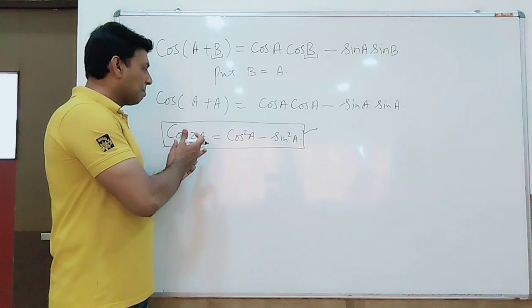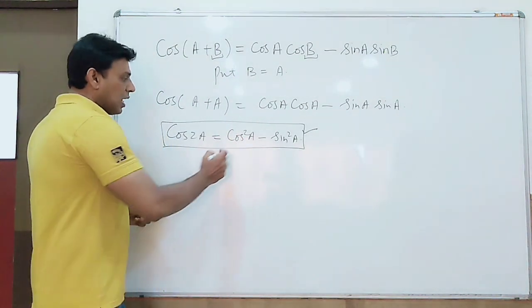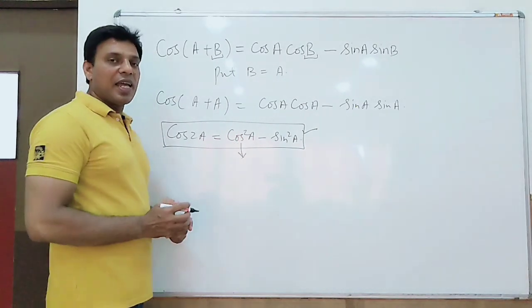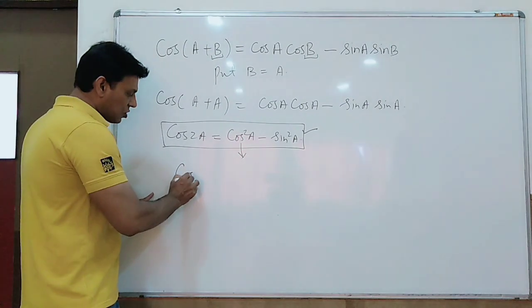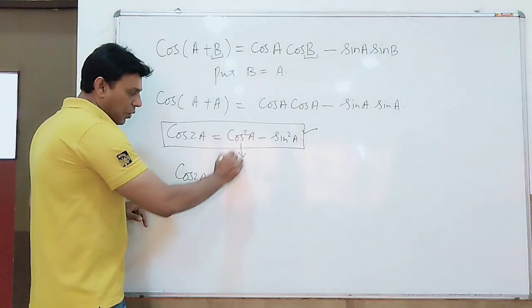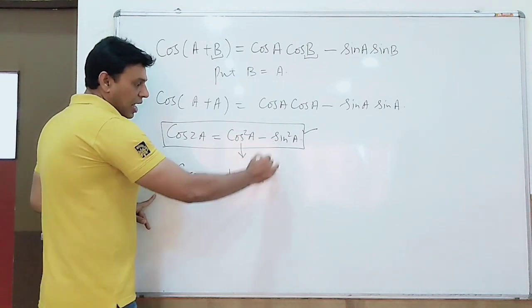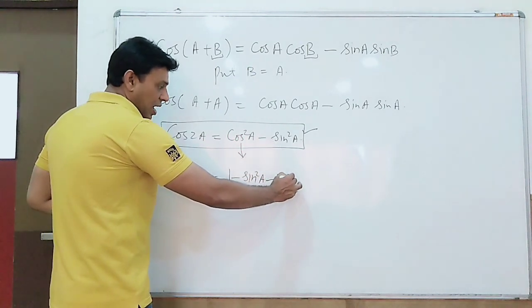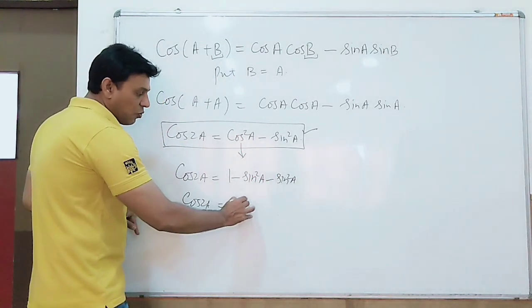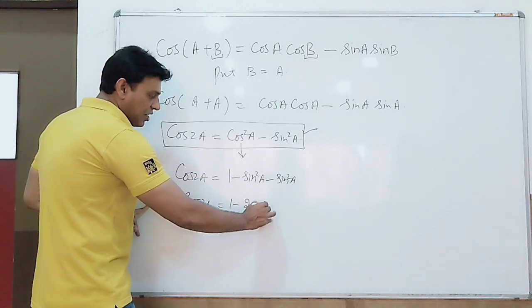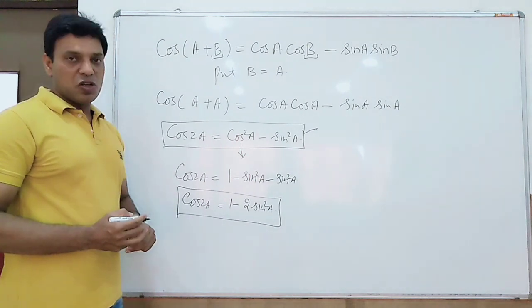And this formula for cos 2A can further be transformed. How? You know, in place of this cos square A, I can write 1 minus sin square A. So cos 2A can be written as 1 minus sin square A, and we have already minus sin square A. So this way cos 2A equals 1 minus 2 sin square A. This is another formula for cos 2A.